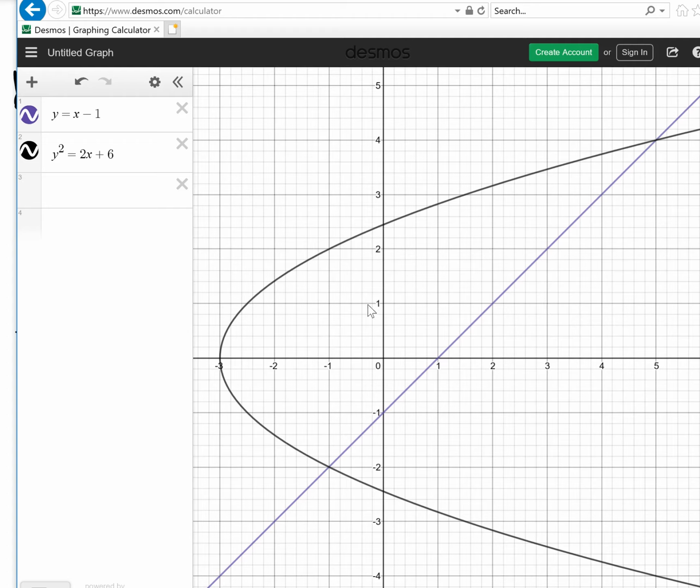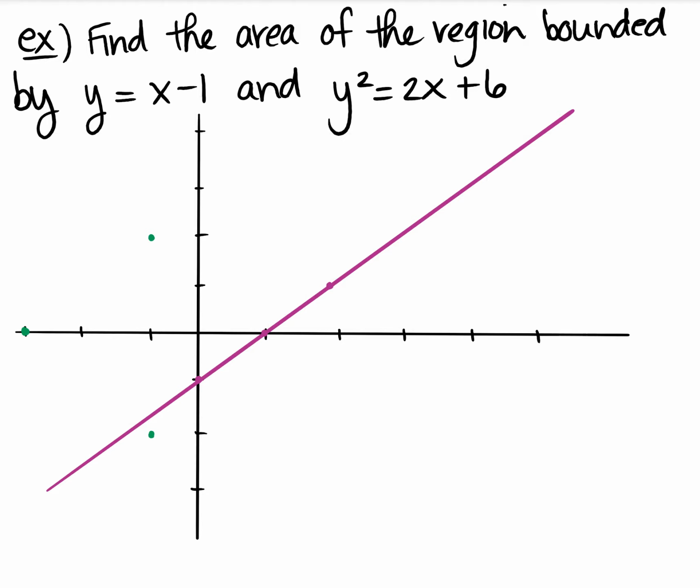So if I look at the graph of this in Desmos, it looks to me like they are going to meet when y is equal to 4, right? And when y is equal to -2. But let's just verify that and let's graph that really quick. So I'm going to graph this point (5, 4) on my page so that we have kind of the same thing here. So at (5, 4), right? It looks like we have that.